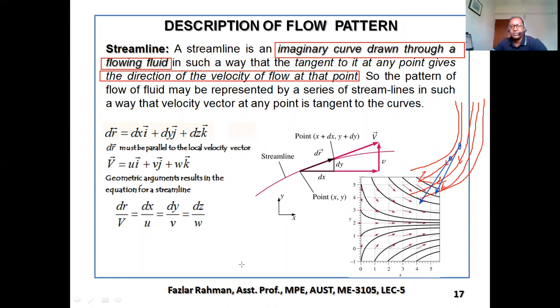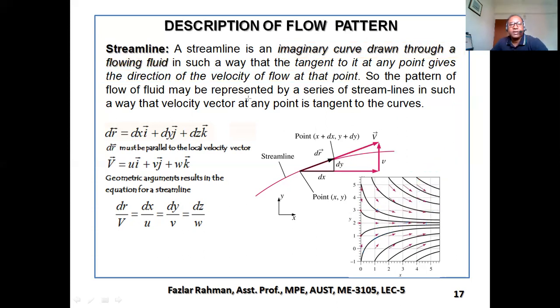If you'd like to figure out the velocity of the fluid element at this point, make a tangent line from this point, and it gives the direction of the velocity. Similarly, if you'd like to get the velocity right over here, you need to draw a tangent. So it is an imaginary line whose tangent at any point represents the direction of velocity. The pattern of a flow field can be represented by a series of streamlines such that the velocity vector at any point is tangent to the curve.